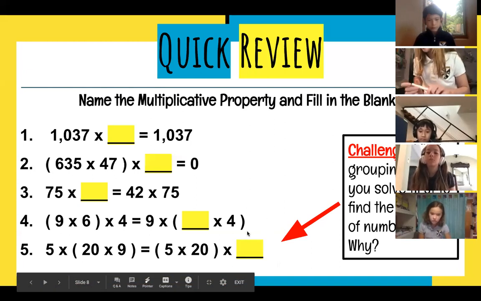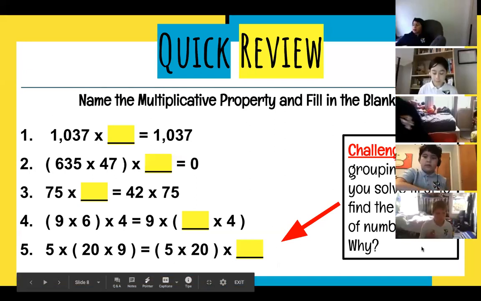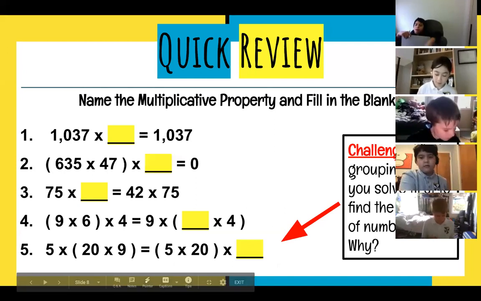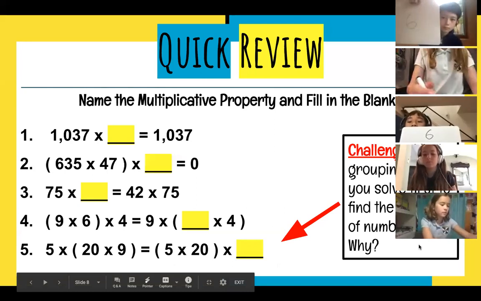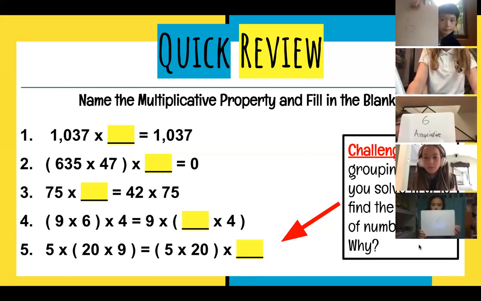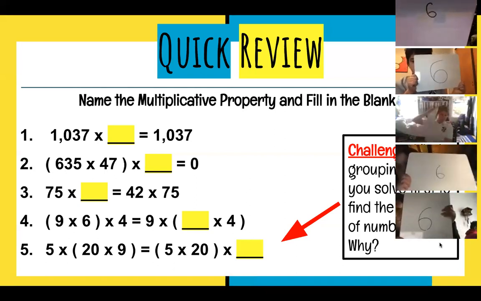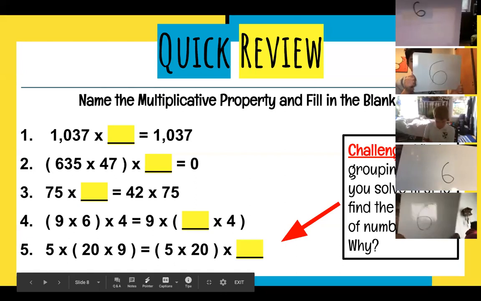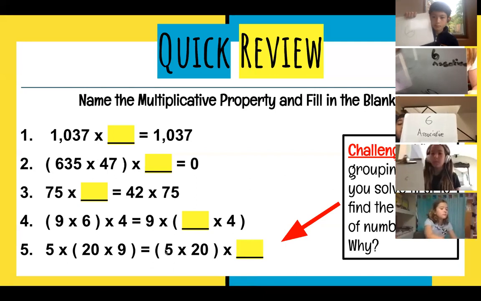All right, number 4, you don't need to write it out. I just want the missing number. 9 times 6 times 4 equals 9 times 4. What is the missing number? Think of your properties. William's got it. Julian's got it. Lucy, Fiona, Mateo, Soren, good. Matthias, Aiden, Willow's got it. Beautiful. The missing number is 6.